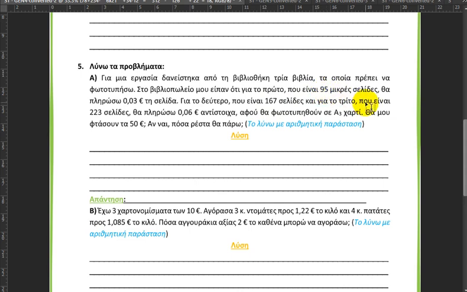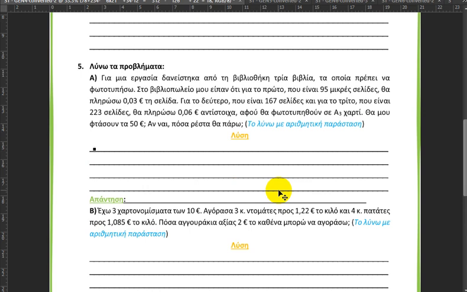So for the first one, it's 95 small pages, and we have to pay 3 cents each. The second one has 167 pages, and the third one has 223 pages. And we have to pay 0.06 euros each. And we have to wonder if we have enough, if we have 50 euros. So the small pages cost 3 cents, whereas the normal pages cost 6 cents, right? And we have to wonder if 50 euros is enough.